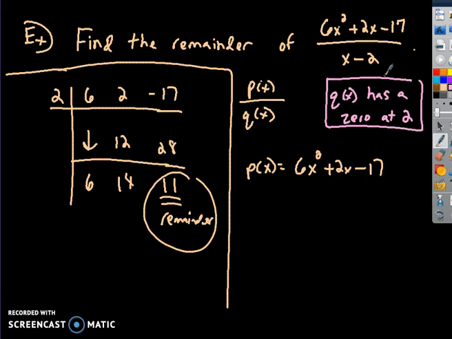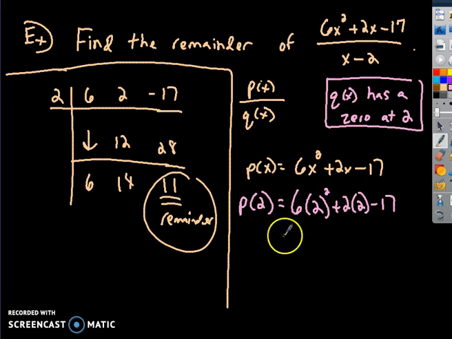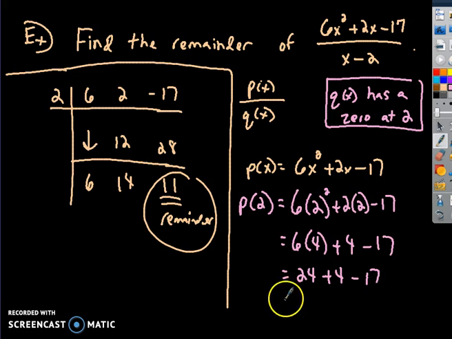So let's try this. P of 2. That's a 0 of Q of x. That means 6 times 2 squared plus 2 times 2, subtract 17. So this is 6 times 4 plus 4, subtract 17. 6 times 4 is 24 plus 4, subtract 17. So this is 28, subtract 17. This is equal to positive 11. Notice how they're the exact same thing.